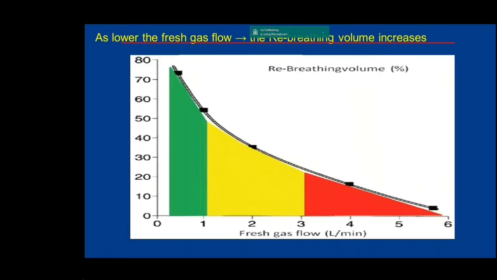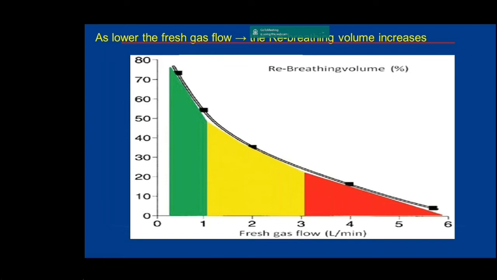There is another way in which you can define low flow anesthesia, and that is by the percentage of rebreathing that takes place. Now, on this chart, on the X axis you have fresh gas flow, and on the other axis you have 0 to 80. Now, look at the 6 liter mark. At 6 liters, hardly any rebreathing is happening.